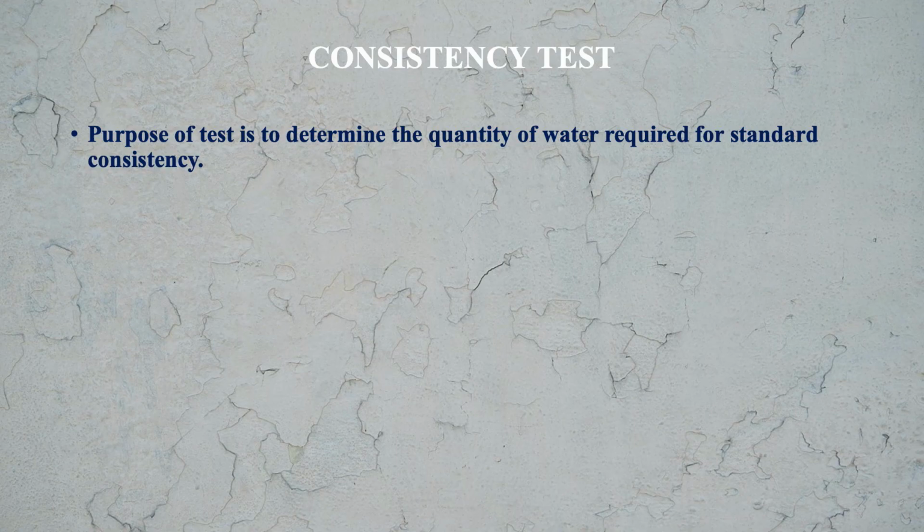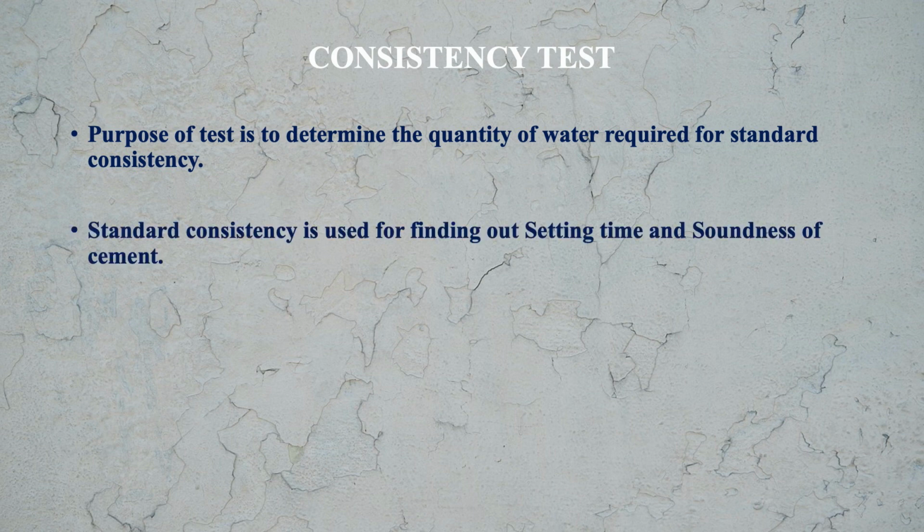Now the consistency test. The purpose of the consistency test is to determine the quantity of water required for standard consistency. Here we want to know how much water is required to achieve the standard consistency of cement. Standard consistency is used for finding out the setting time and soundness of cement. These are the tests that we will discuss later.